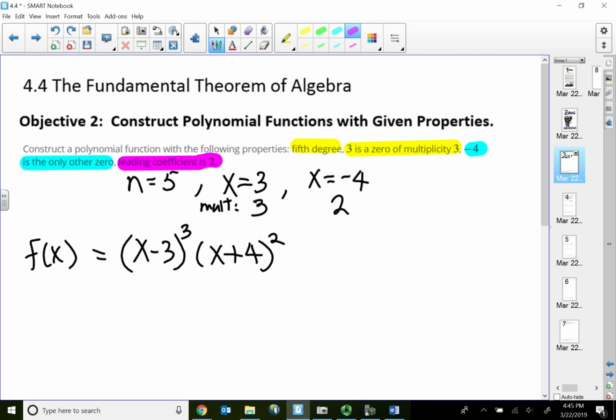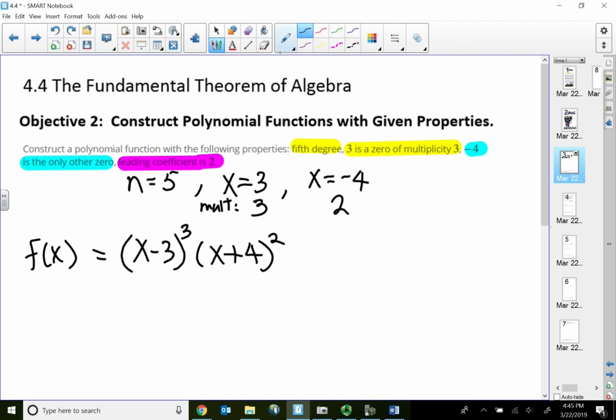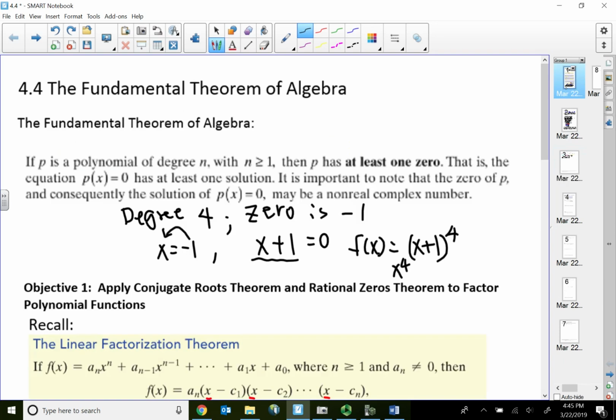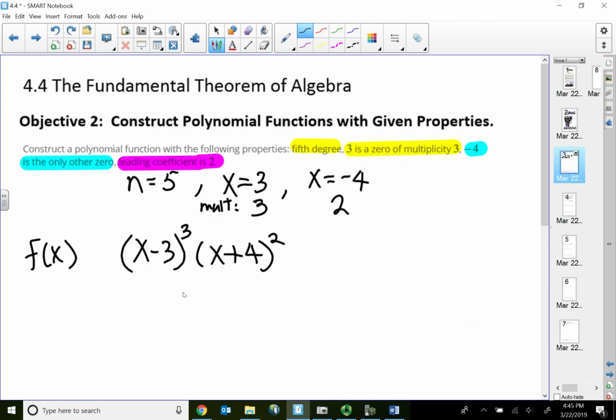Let me erase this real quick. In the linear factor form, this a sub n that I showed you in the previous video will be a 2. So I'm going to have my 2 right here as the leading coefficient, equal sign right there. I'm not going to worry about this 2 until the very end. I'm going to multiply all these things out.